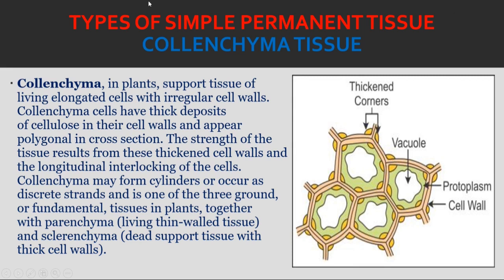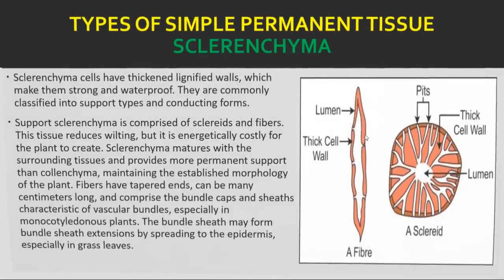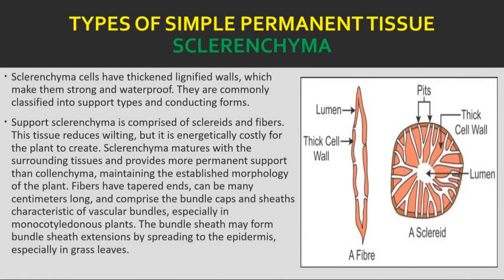So hope you have understood what collenchyma tissue is, what the function of the cells present inside the collenchyma tissue is, and the structure of the collenchyma tissue as well. So let's move to the next slide and discuss the next type of simple permanent tissue, which is sclerenchyma.